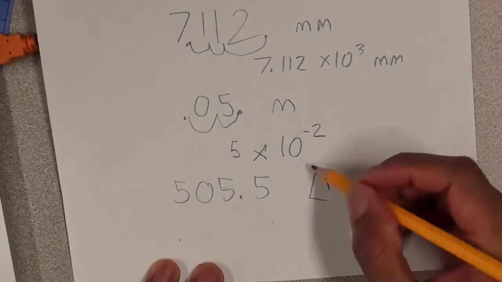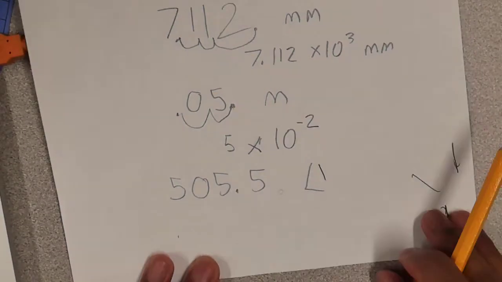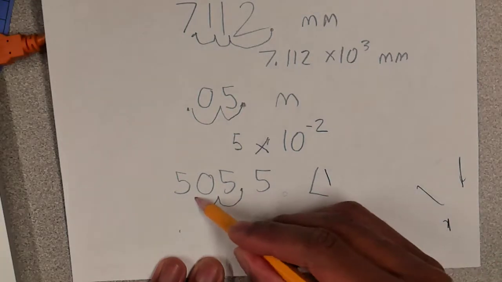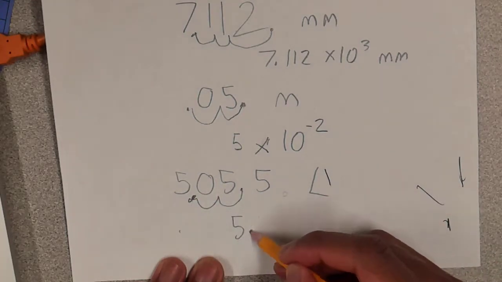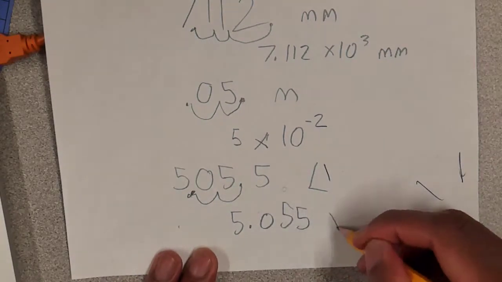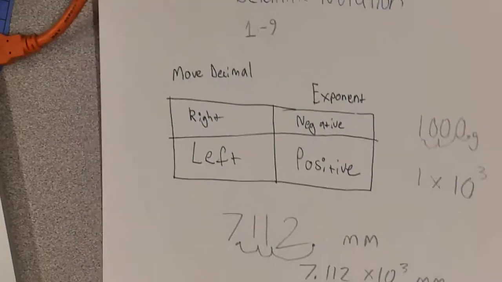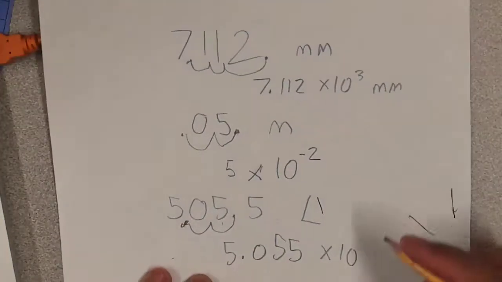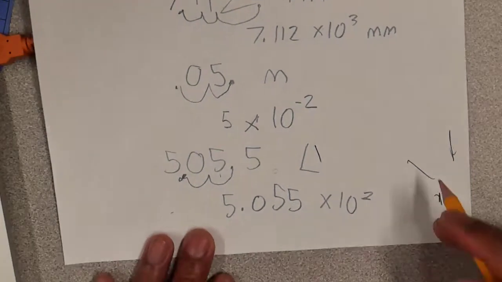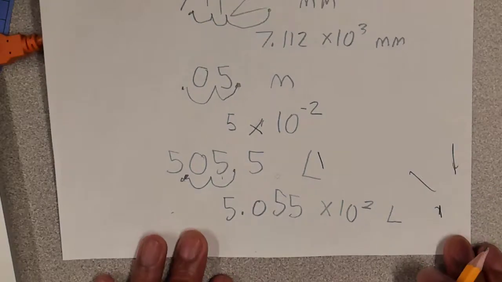Finally, 505 liters. So we're going to move it over 1, 2 to the left. 5.05 times 10. Since we went left, it's positive. Positive 2. Second exponent. Liters. And it's that simple. It's pretty straightforward.